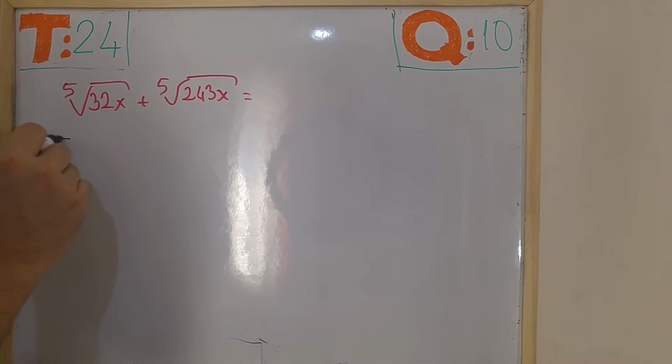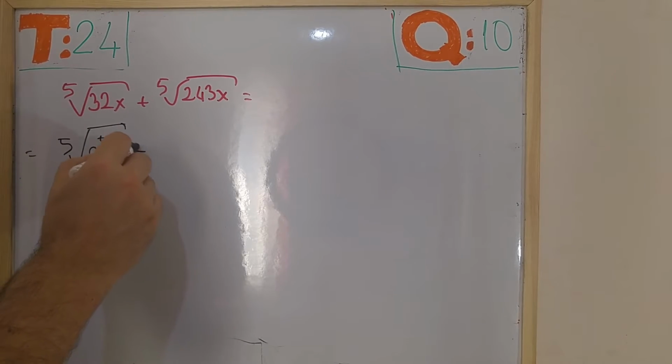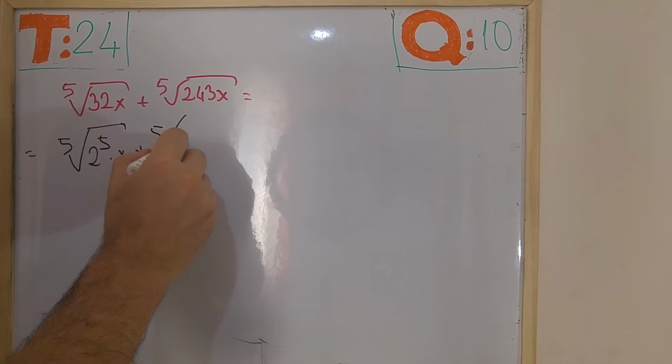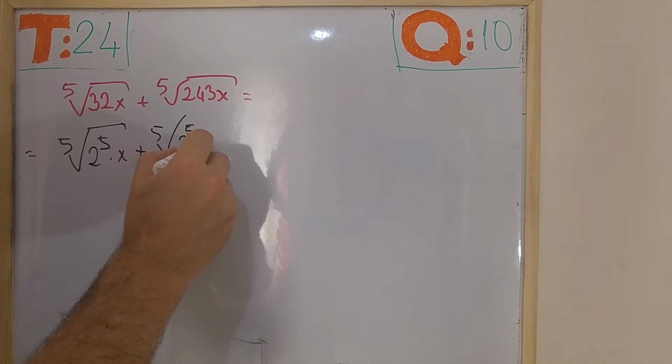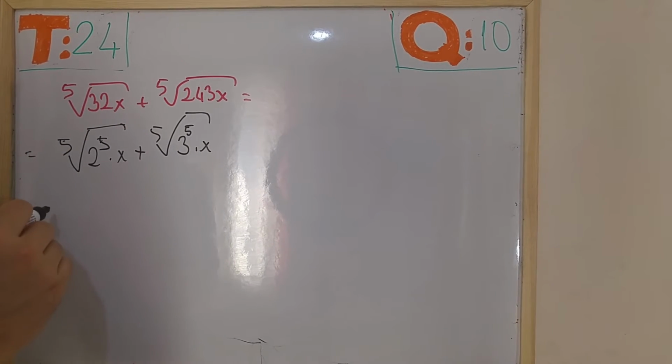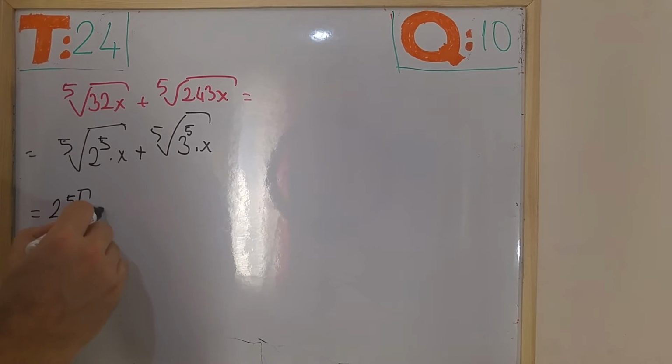Okay, this is equal to fifth root of 32, which is 2 to the 5 times x, plus fifth root of 243, which is 3 to the 5 times x. So this is equal to, these cancelling each other out, this is going to be 2 times fifth root of x plus 3 times fifth root of x, which is going to be 5 times fifth root of x.